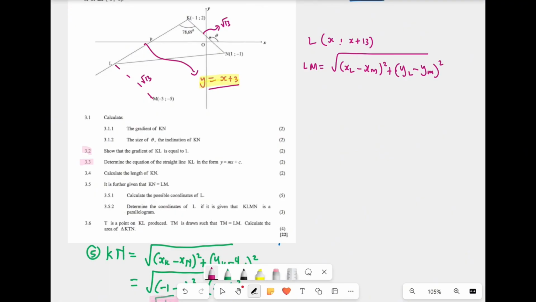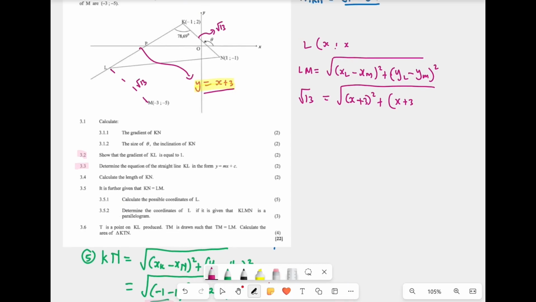So now our LM is root 13, which is equal to the square root of, and then here I am going to have, what is my XL? My XL is x minus, what is my XM? It is negative 3, so minus into minus, it will be plus 3, all squared. Plus, what is my YL? My YL is x plus 3, not 13. So it is x plus 3 here.